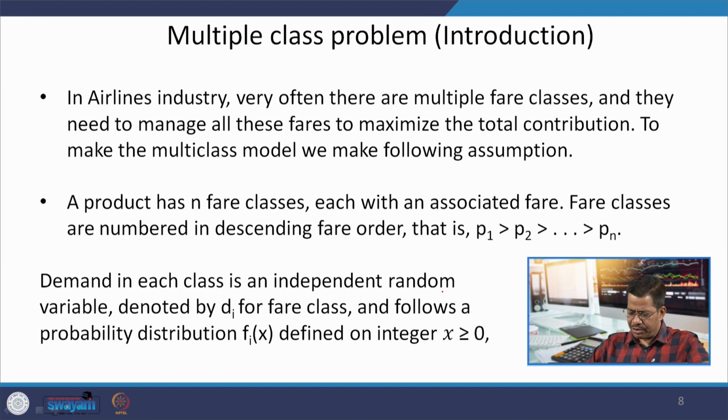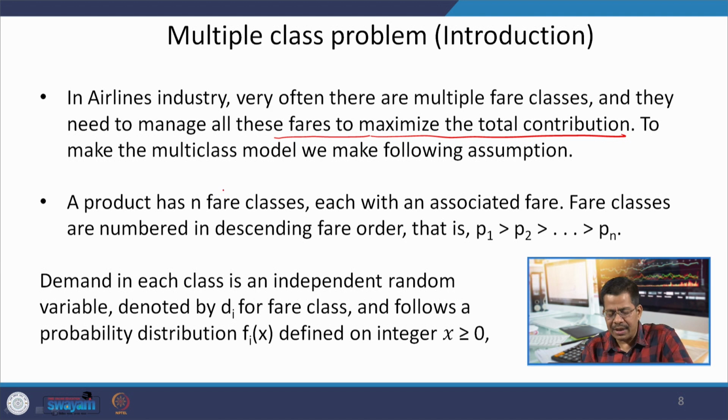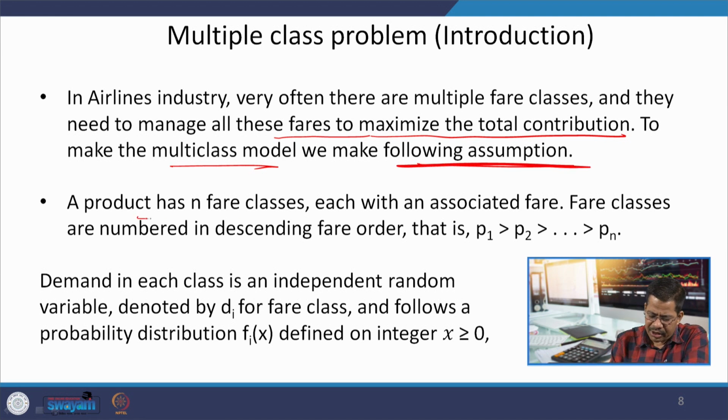So, there are situations where you are not satisfied with just two classes, but you are going to have multiple classes in your system. Again, the whole idea is that you need to decide the booking limits for each of these classes, so that you maximize the total contribution. In this multi-class model, the assumptions we are going to take are: the product has n fare classes, each with an associated fare. Fare classes are numbered in descending fare order.